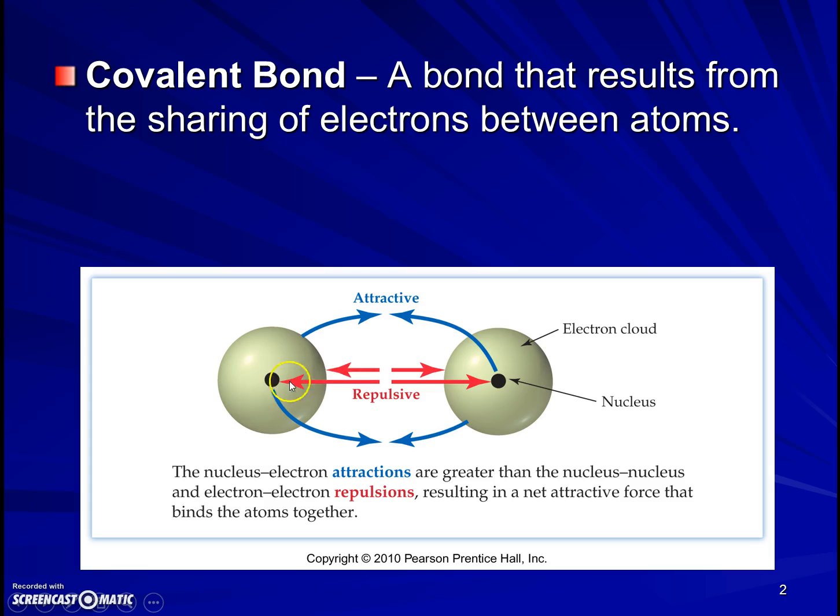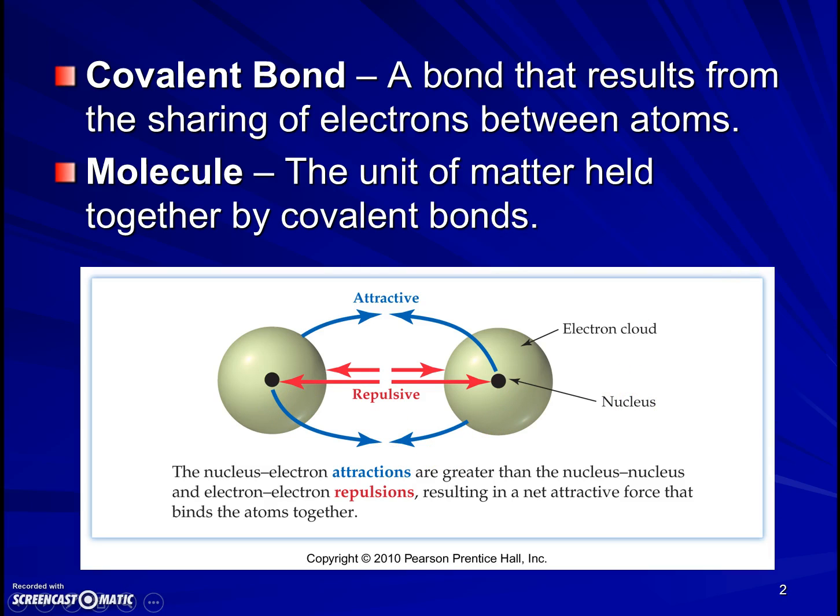And so we know that protons are going to repel each other. Electrons are going to repel each other. But electron will attract proton, proton will attract electron, and they're going to find the most efficient arrangement they can to form a molecule. And we defined earlier, molecule was the smallest unit of matter for a neutral compound held together by covalent bonds.